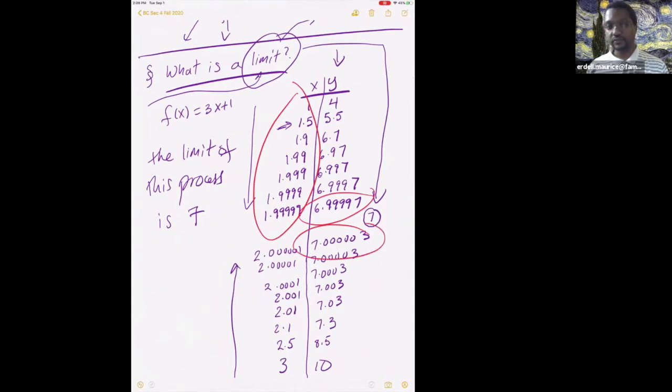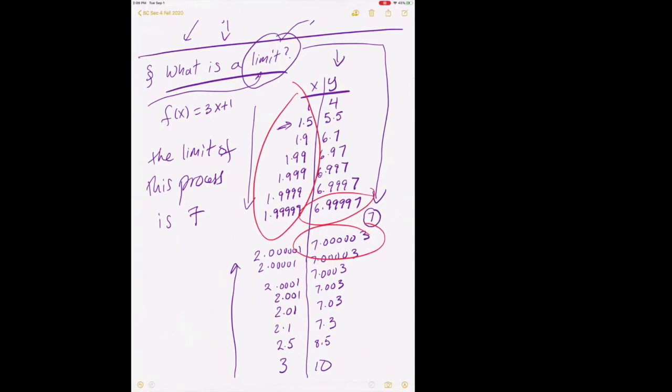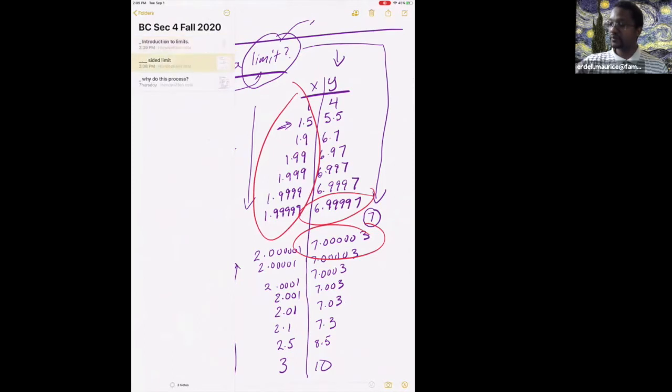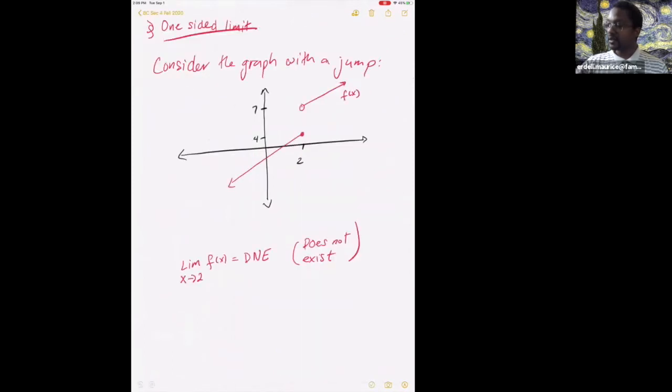Yes? If I was to look at the graph I was just showing to you, they're not getting close to the same number. On this side right here, they're getting close to 4, while on this side right here, they're getting close to 7. Yes? And because that's happening right there, we say the limit does not exist. All right, and because that limit does not exist, does not mean that we cannot actually describe this function or say anything about this function right here.